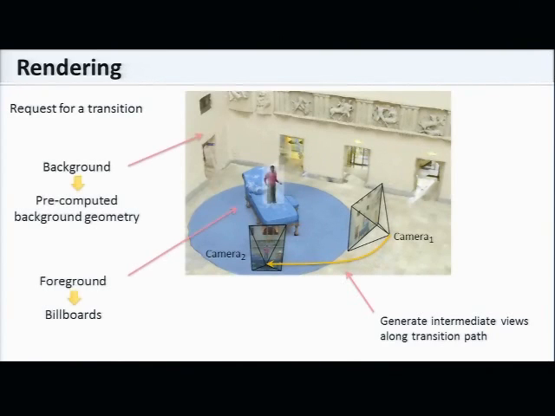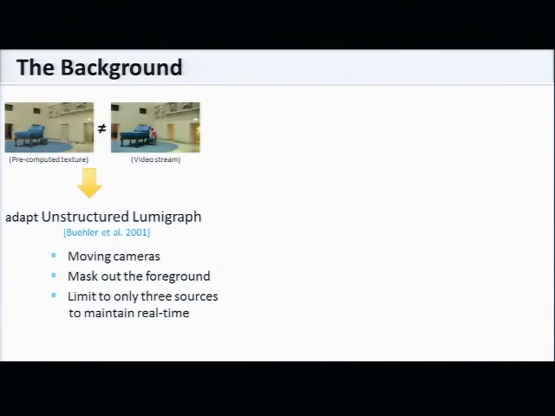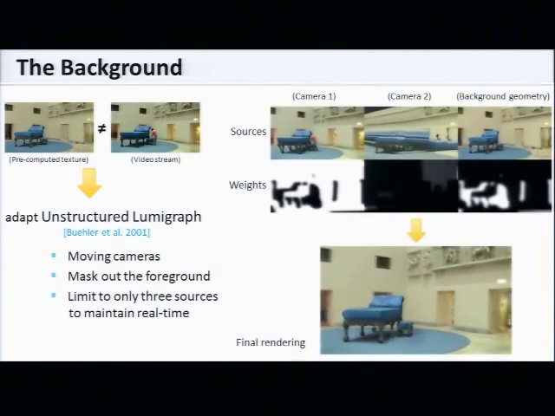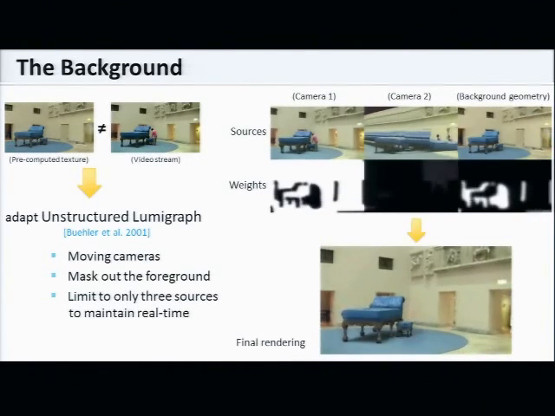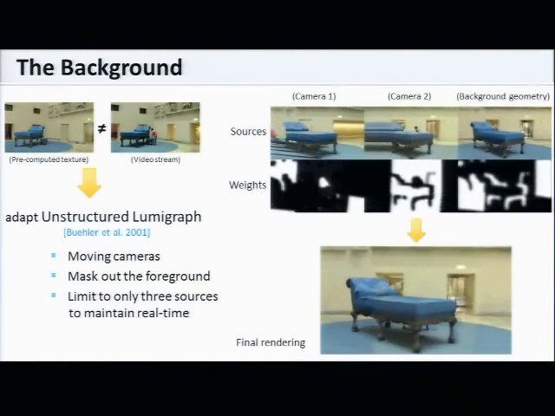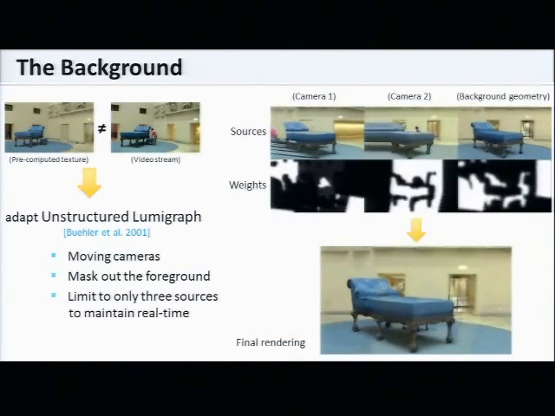And we did this by modeling the background using the precomputed textured geometry, and the foreground using billboard clouds, so a billboard for each camera. And obviously, for the background, it's always better to use an updated geometry. In this case, we use a structural lumigraph to render the background. Here you can see the two camera sources, the background geometry, the way we blend it, and this is the final result of the background.